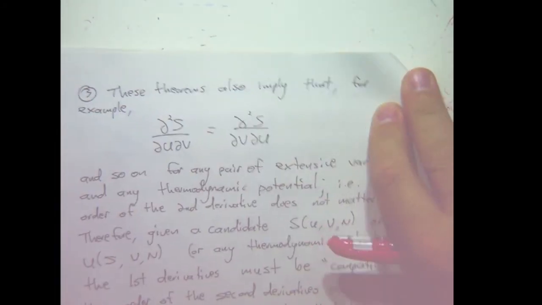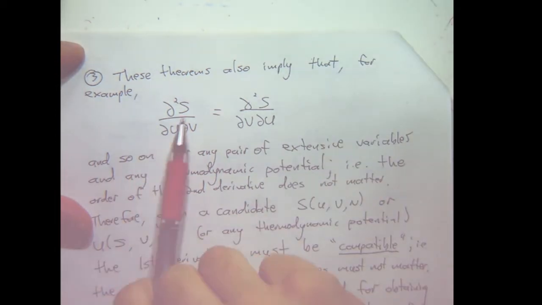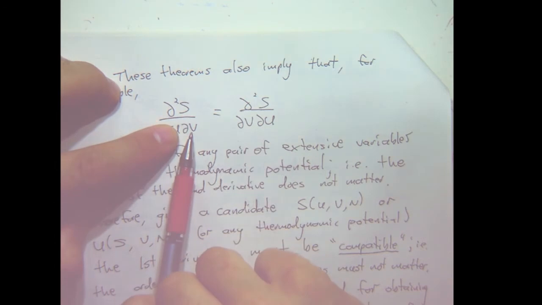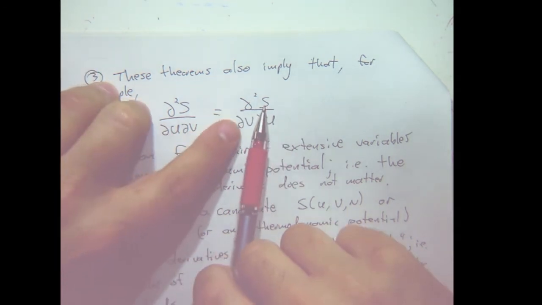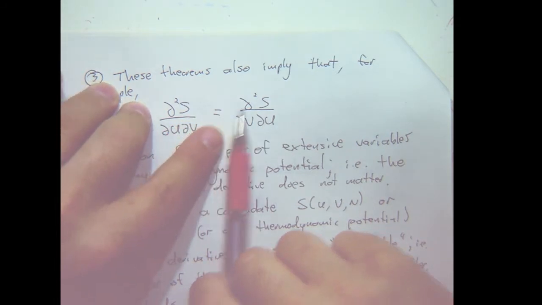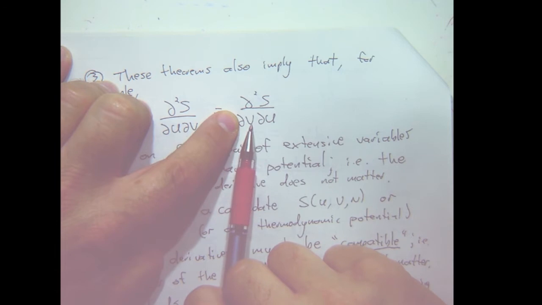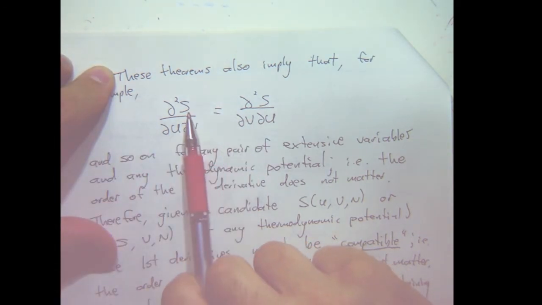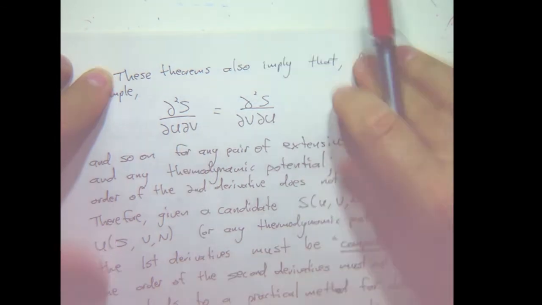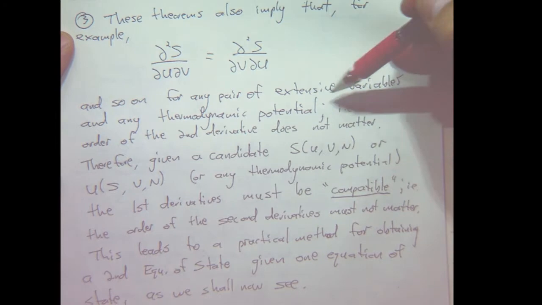Finally, these theorems also imply that, for example, d2s by du dv, in other words, if you differentiate s first with respect to v and then with respect to u, you get the same result as differentiating s first with respect to u, then with respect to v. In other words, the cross derivatives are equal. So that's because s is a potential. And so on for any pair of extensive variables and any thermodynamic potential.